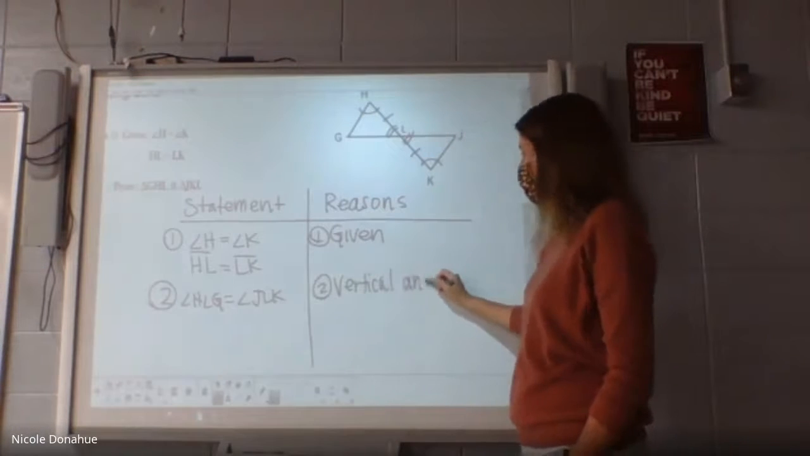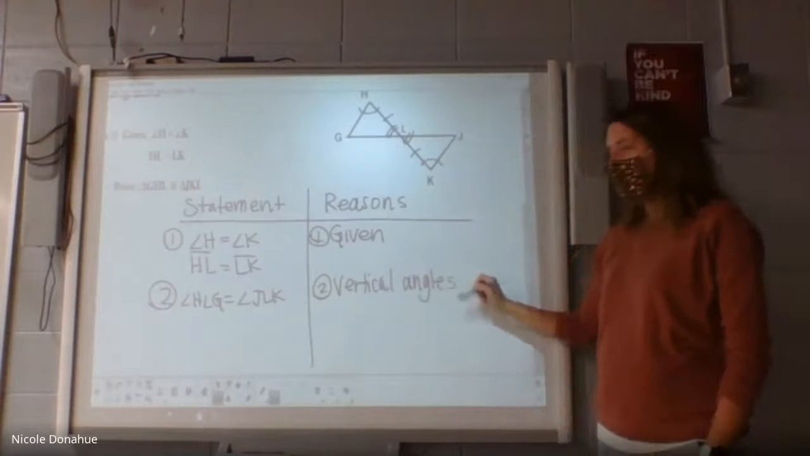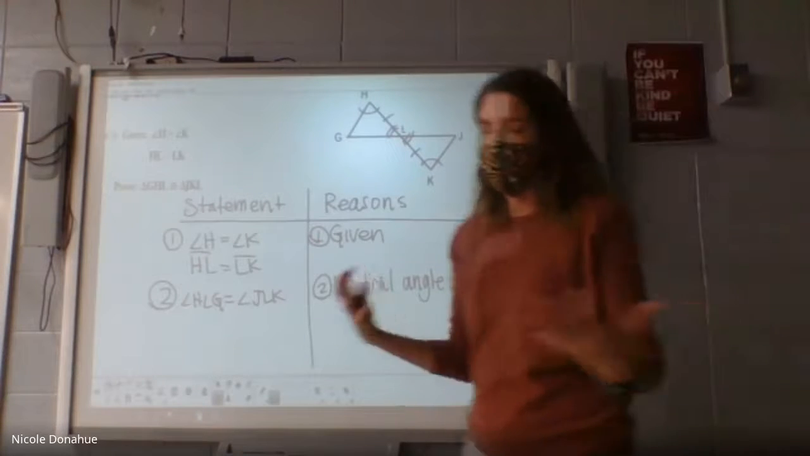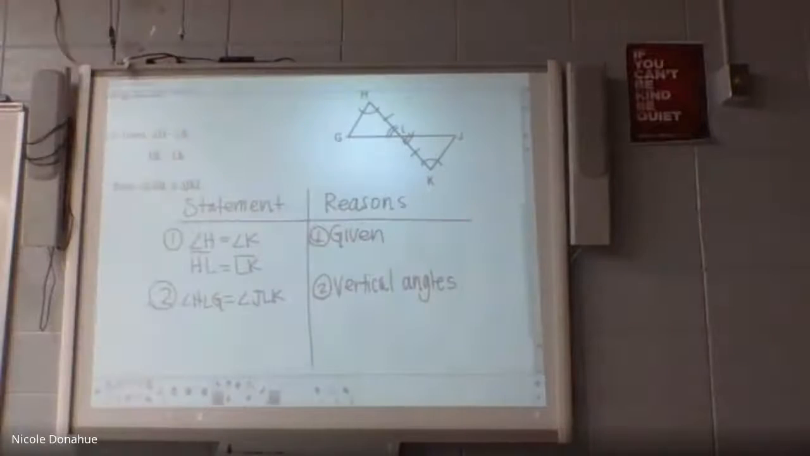Now, technically, it's probably called the vertical angles theorem or something. I don't even know off the top of my head because I don't ever make my students say the reason. I don't need you to write it word for word as a theorem or a postulate or whatever. So it's fine. Vertical angles, we know those are equal.